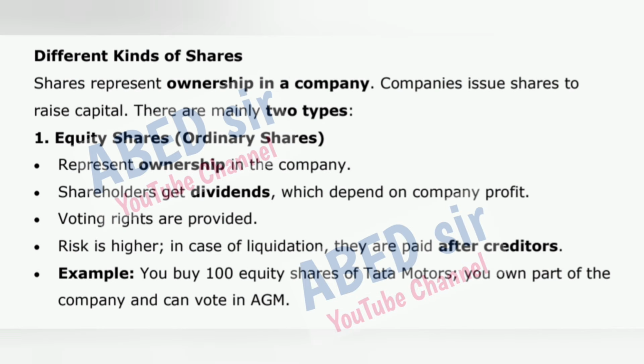Different kinds of shares. Shares represent ownership in a company. Companies issue shares to raise capital. There are mainly two types. 1. Equity shares, ordinary shares. They represent ownership in the company. Shareholders get dividends, which depend on company profit. Voting rights are provided. Risk is higher. In case of liquidation, they are paid after creditors. Example: if you buy 100 equity shares of Tata Motors, you own part of the company and can vote in the AGM.